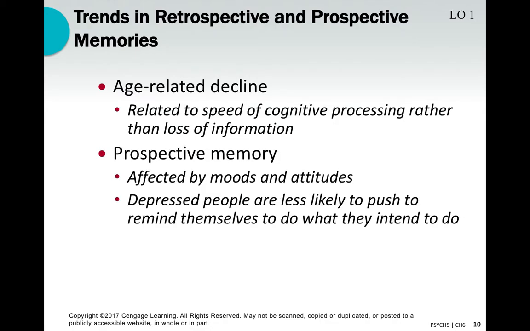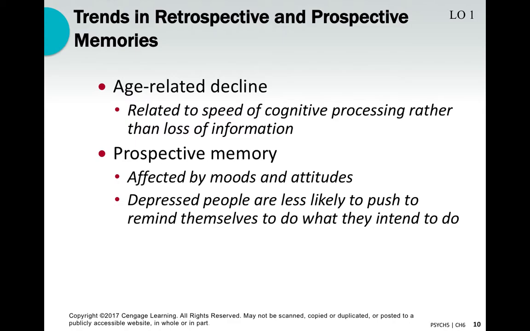So let's look at some trends in terms of both retrospective and prospective memories. We do notice there is an age-related decline in terms of our memory. Your ability to remember things is a lot like a roller coaster. It goes up, up, up for a while, probably to your 30s or so, maybe even your 40s, depending on how you take care of yourself. And then things start to decline, again, depending on how you take care of yourself.